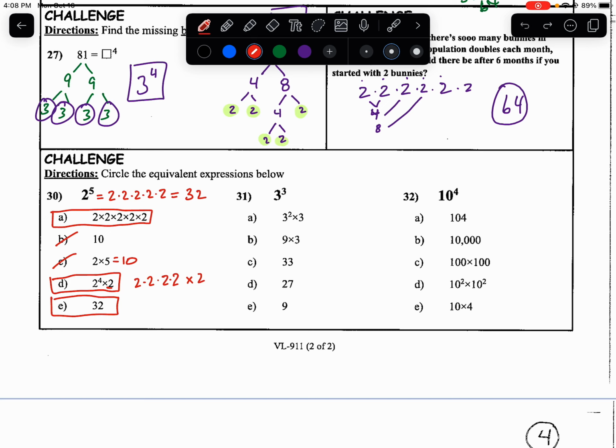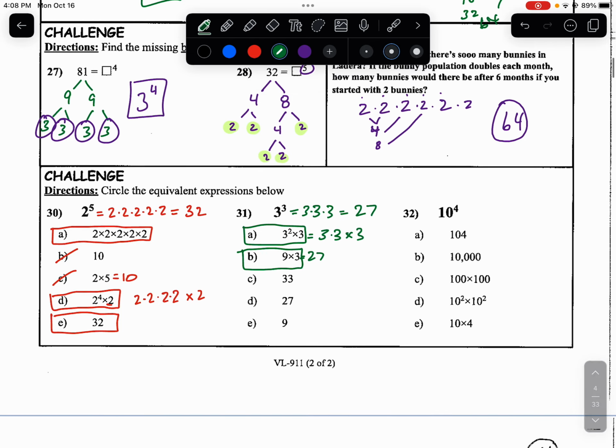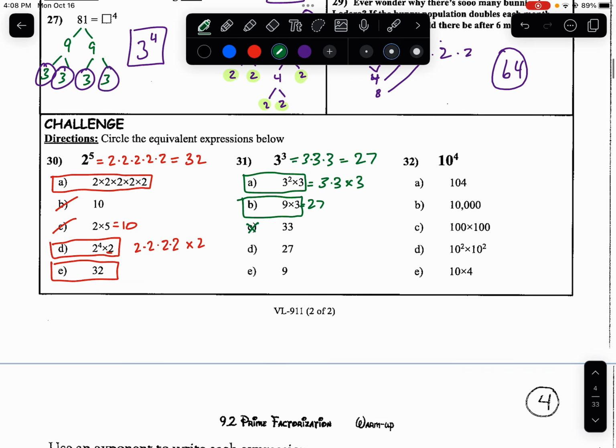Let's look at 3 to the 3rd. 3 to the 3rd can be written as 3 times 3 times 3, which is not 9. It is 27. So we already discussed that 3 to the second times 3 is just 3 times 3 times 3, which is the same as what's above, and if you multiply that out, it would be 27. This one, 9 times 3, what is 9 times 3? It's 27. Oh, so that's also equivalent, technically. 3 times 3 is not equivalent, but 27 is, and 9 is not.